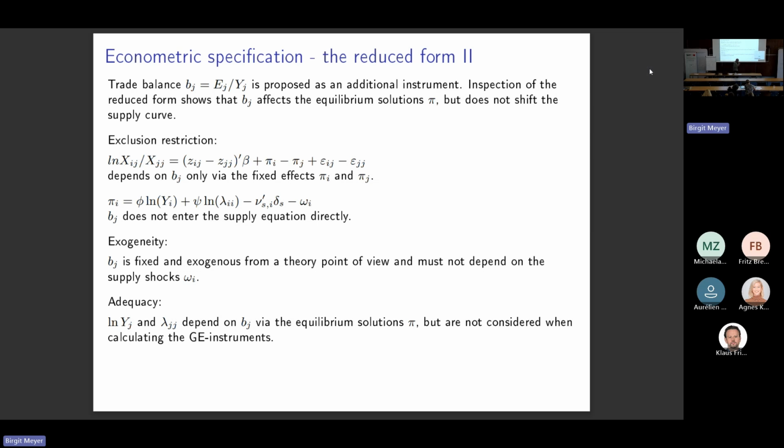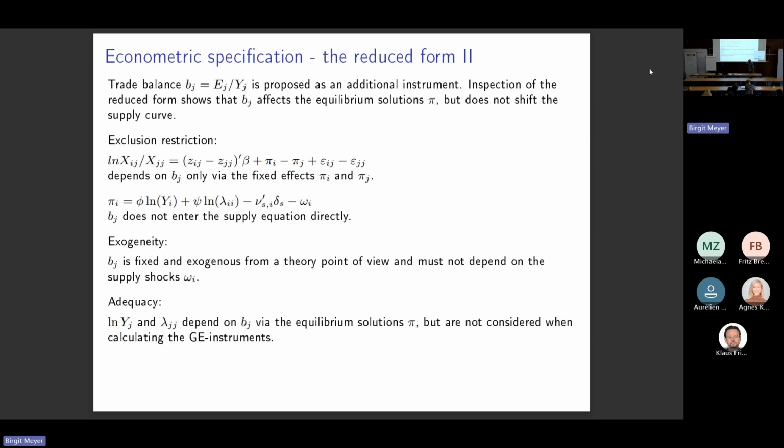Now, you learn about instruments, and there are 3 points you have to know. It must be excluded, it must be exogenous, and it must be adequate so that it works. And you can say it's excluded in the sense that it does not affect the demand equation other than via the pi's. The pi's depend on the trade balance.